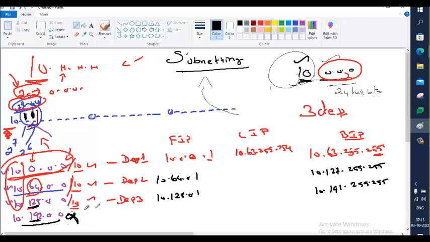And why I write it? So that I will not make mistake when I write the broadcast IP of the previous network. The last IP of the second department is 10.127.255.254. Here 10.191.255.254. Right? So this number, one less is the last.